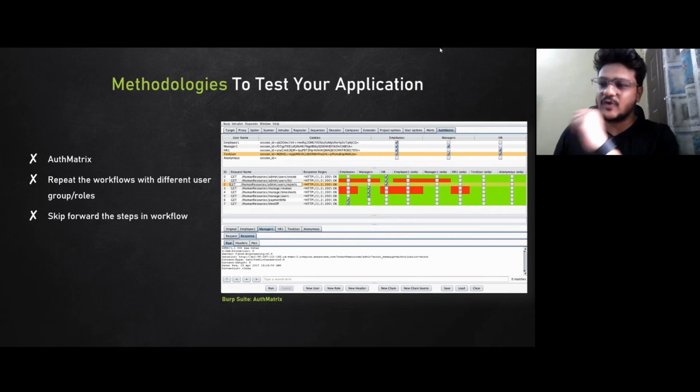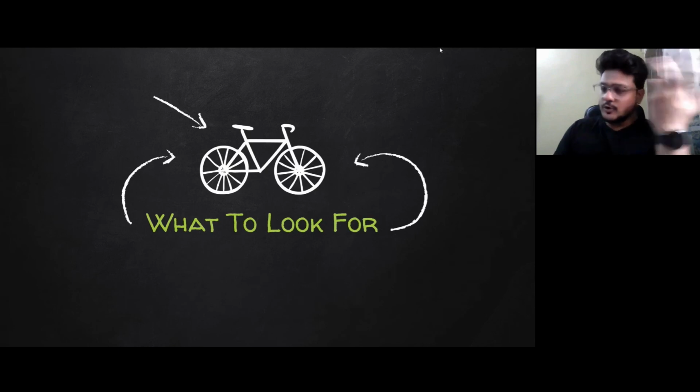The highest bounties paid in bug bounty programs nowadays are for business logic flaws, because most of the critical vulnerabilities are already patched. I already told you about that. So these are a few methodologies that you have to apply to your web application. One or two more things that I'll explain: how you are going to secure your application, and what to look for.